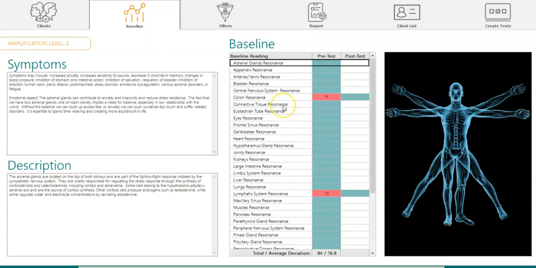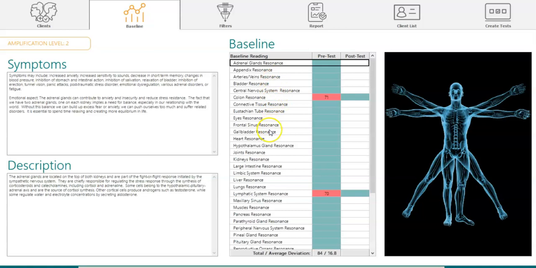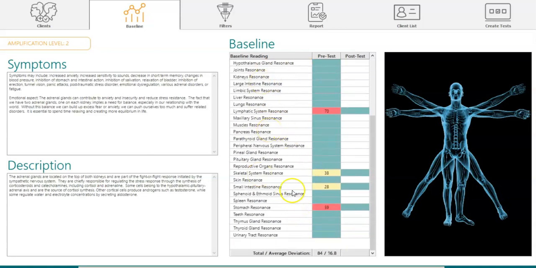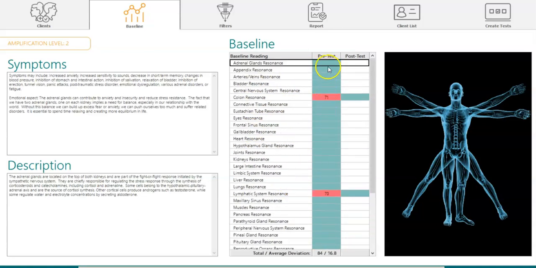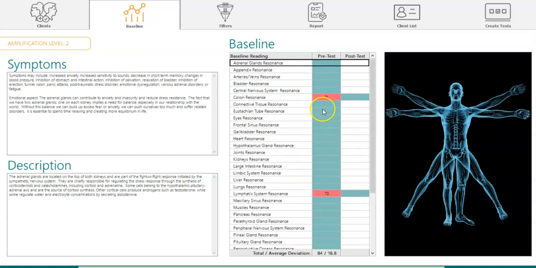And so this is going to run a quick scan of the energetic systems of the body. All these glands and organs in general will give us a response. So when we see it's green like that, that's good. That means the number is between 45 and 55 on a 100-point scale. If it's above 55, it's going to be a stressed organ like that one. The further from 50, the worse it is.